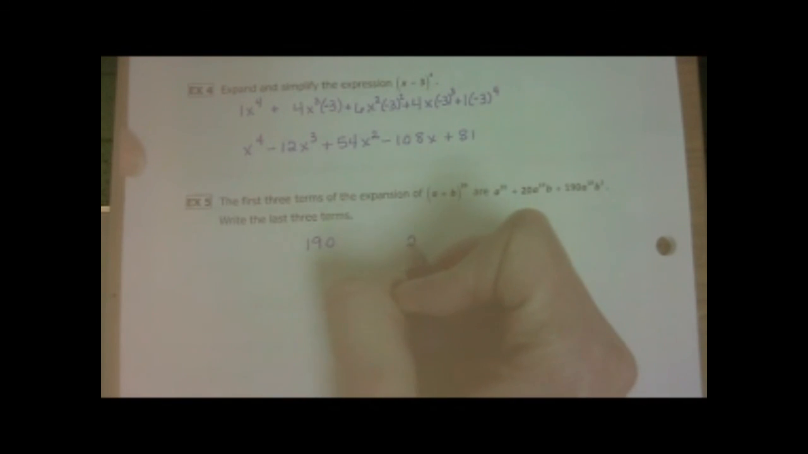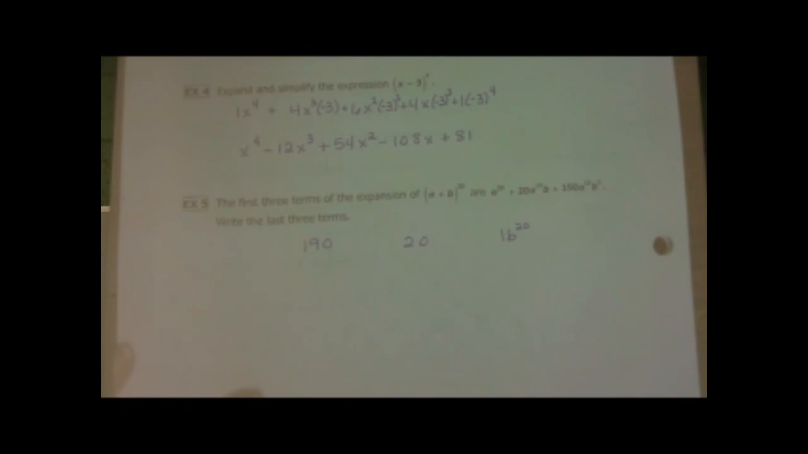1, 7, 21, 35. Okay? 1, 6, 15, then the middle is 20. So the first 3 and the last 3 are going to have the same coefficients, just in reverse order. All right? So let's go ahead and write those last 3 terms. So my last 3 terms are going to be 190, 20, and 1.